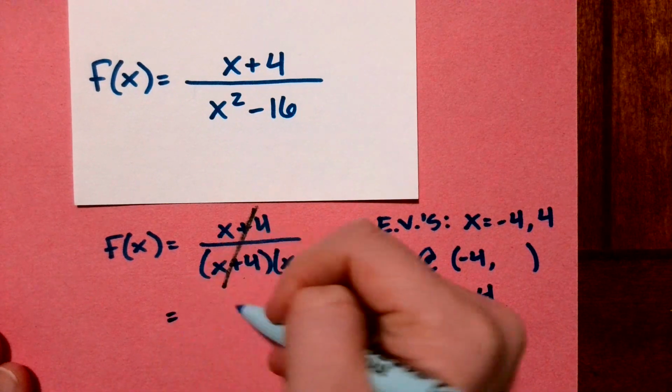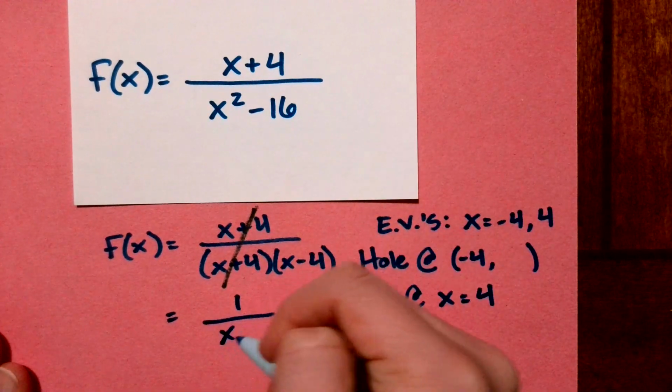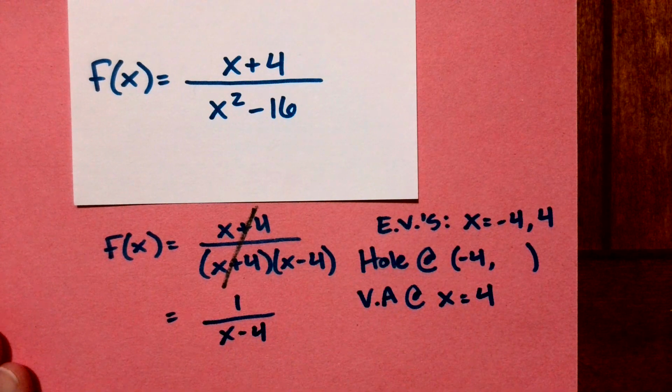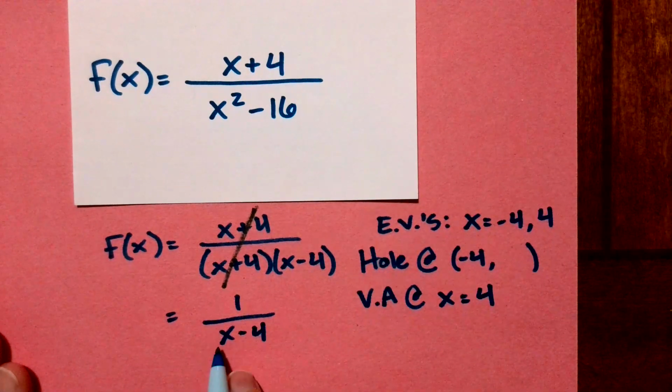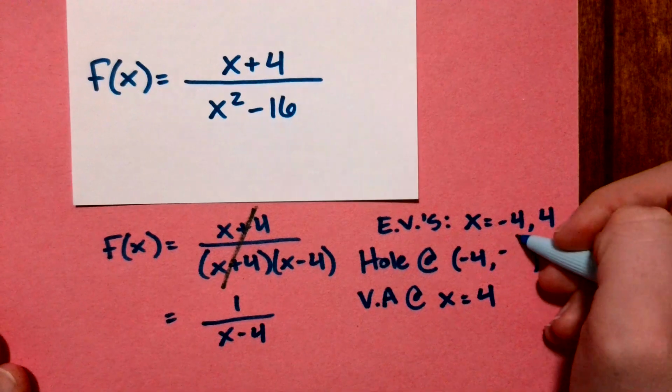And then our last step is finding the y value of the hole. I can plug in my -4 here, and again, if I tried a +4, it wouldn't work because it's a vertical asymptote. So plugging in my -4 here, I get -1/8.